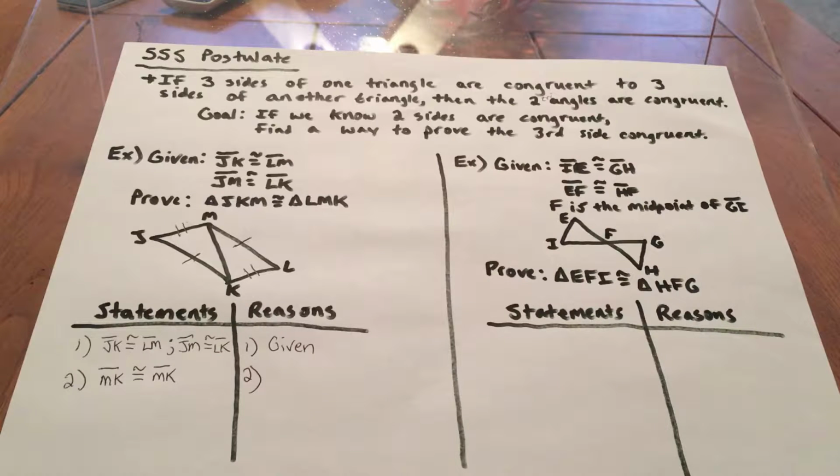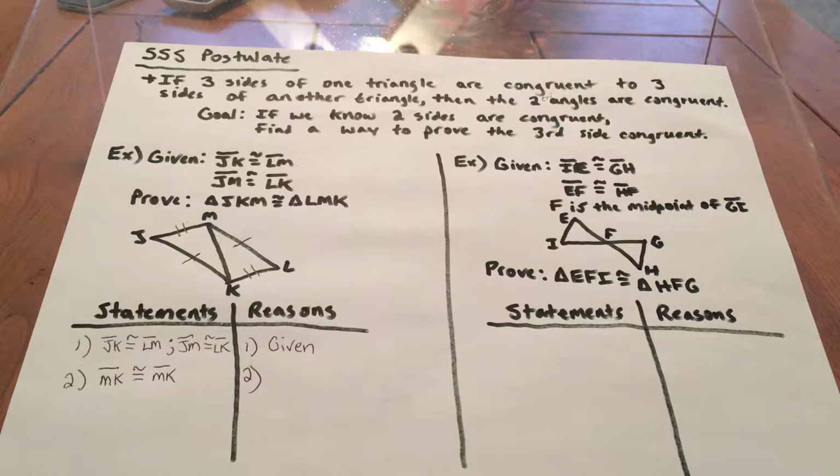So what this is going to allow us to do is to write some proofs. It gives us a reason in one of our proofs to prove these things congruent. So the goal basically is, and usually what they're going to do if they ask you to prove something, is they're going to give you two sides congruent. They're going to tell you that in some way, and then they're going to ask you to figure out a way to prove the third side congruent.